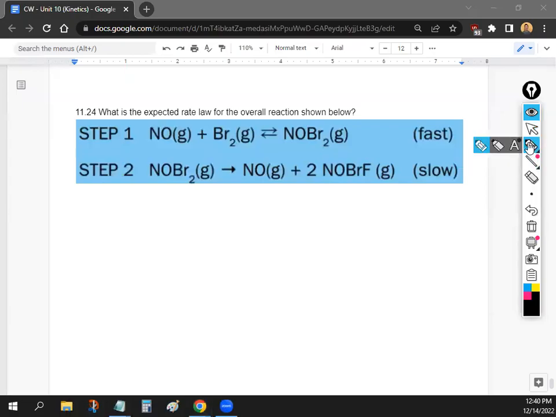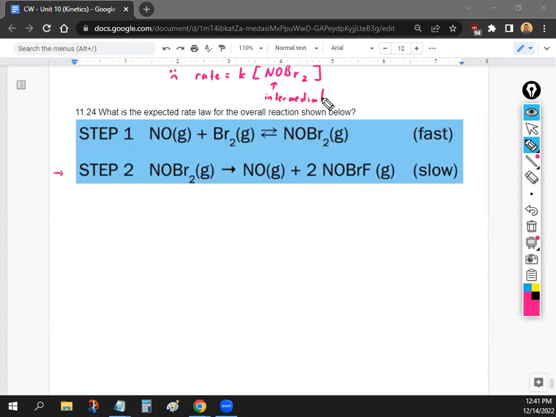You're going to notice that our slow step is step 2, right? Now, if you look at the slow step, we might again be tempted to just say the rate is dependent on the slow step, so it's going to be dependent on the concentration of NOBr2. Now, what's the problem with this rate law here? Yeah, NOBr2 is an intermediate, right? It is produced in the first step, used in the second step, but we don't have it in the overall reaction. So this rate law is no good. We can't use this because this is an intermediate, okay?